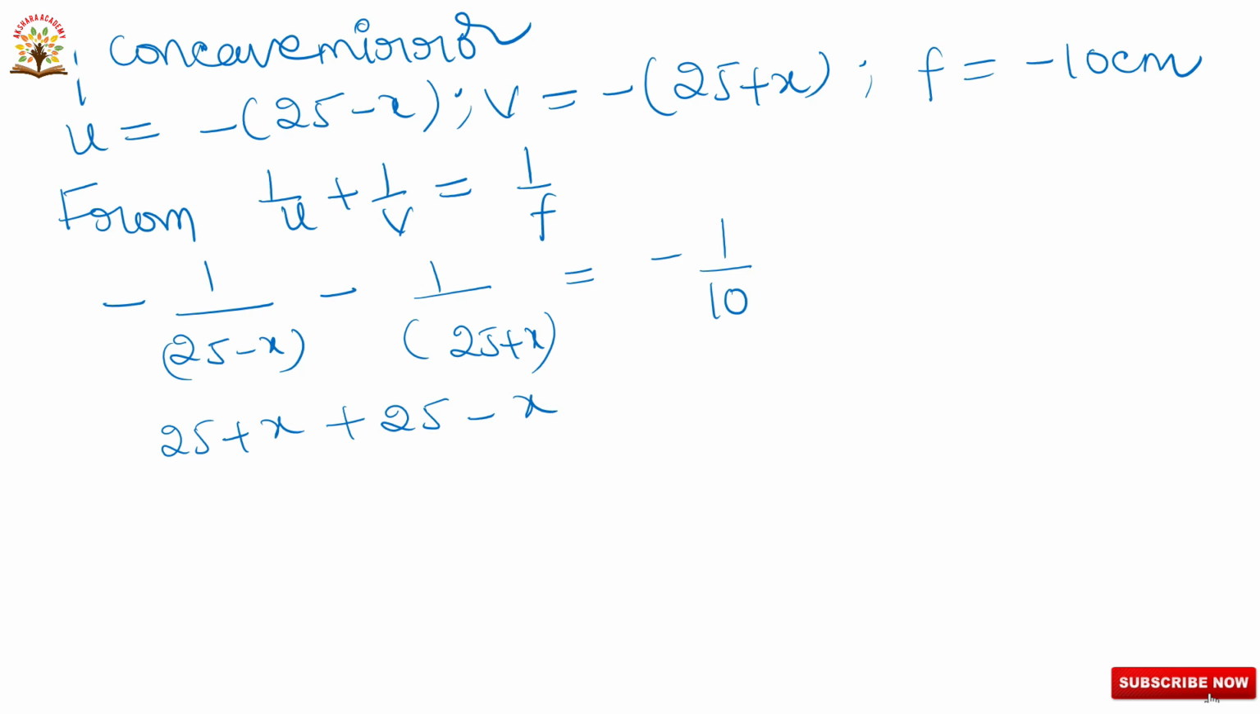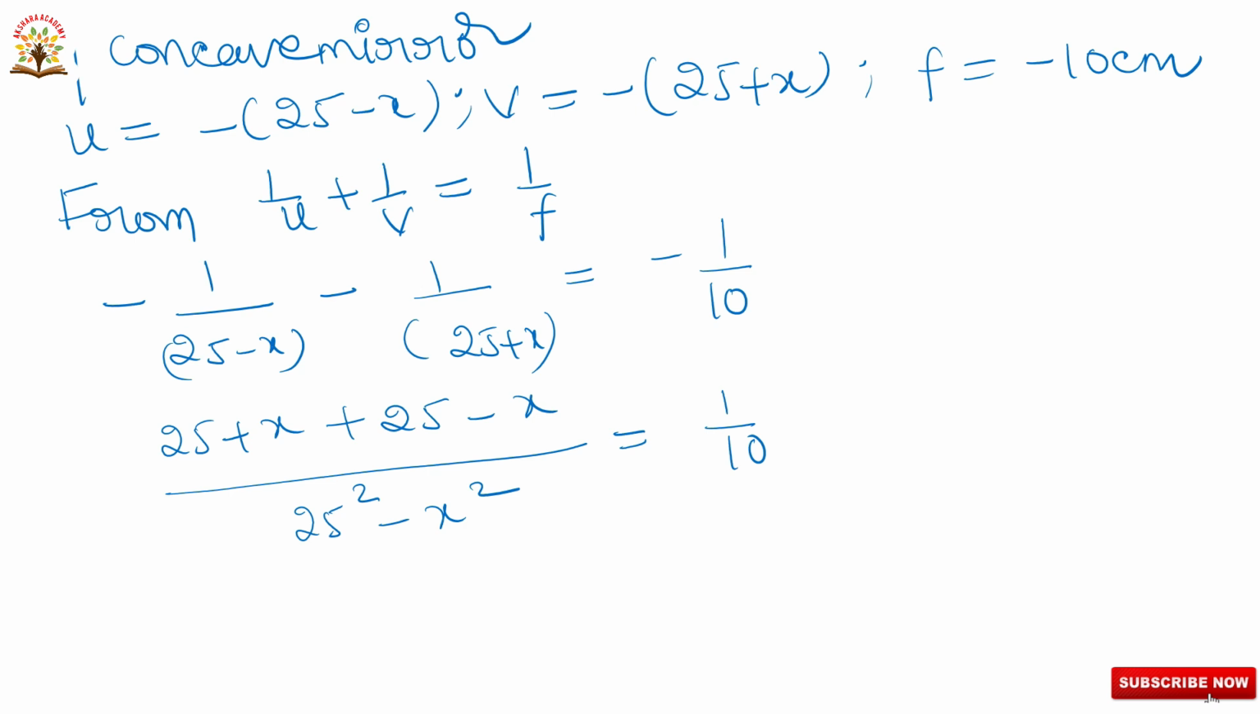Here, 25 minus x, and 25 plus x. It is in the formation of (a plus b) into (a minus b), which is a squared minus b squared, equal to 1 by 10. Here we are taking minus as common, and the minus signs cancel.